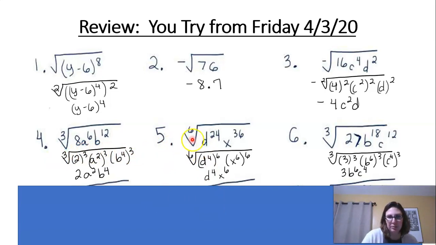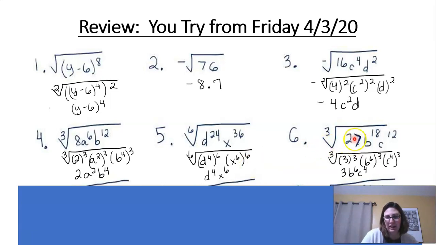And over here for number 5, you had an index of 6. It's a little bit larger, but it's okay. Remember, the strategy is just to divide here. 24 divided by 6 is 4. So you can write it as d to the 4th to the power of 6. And now you have a power of 6 as well. Same thing with x to the 36th power. 36 divided by 6 is 6. And you can rewrite it like this. And they both have now a power of 6, which matches your index of 6. So when you simplify it, the 6's go away. Okay.